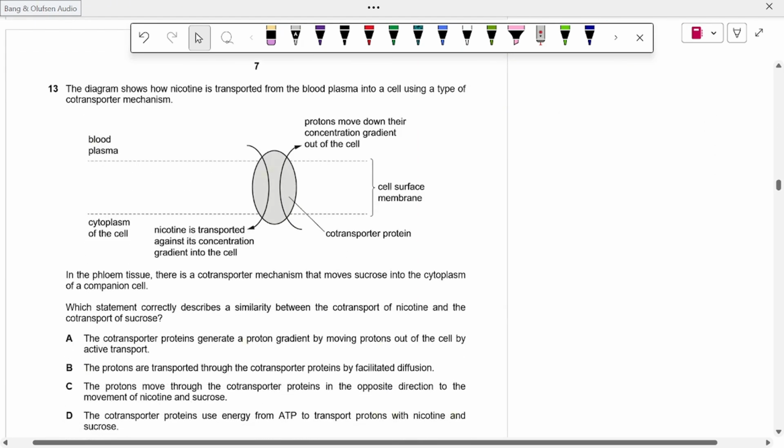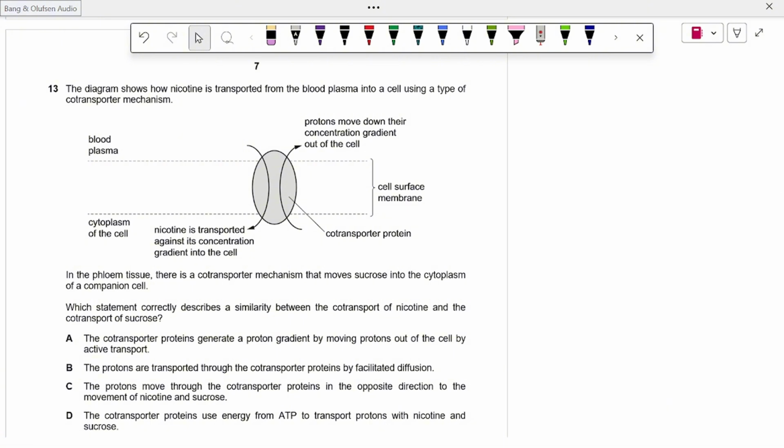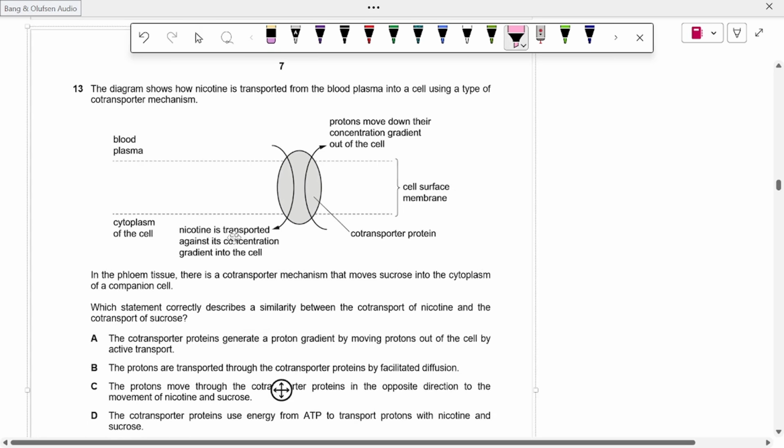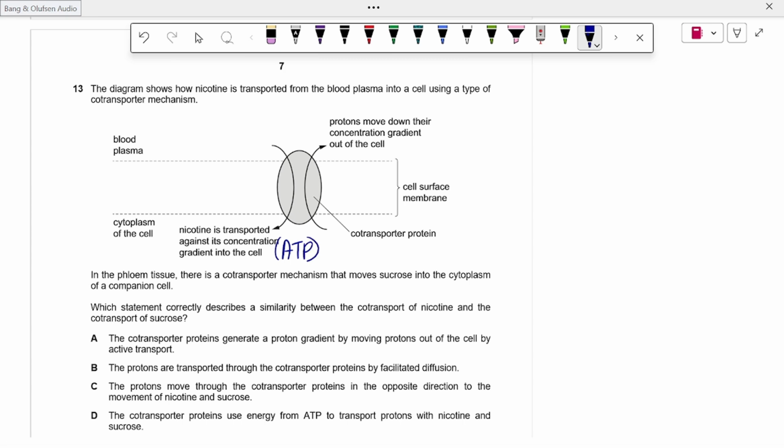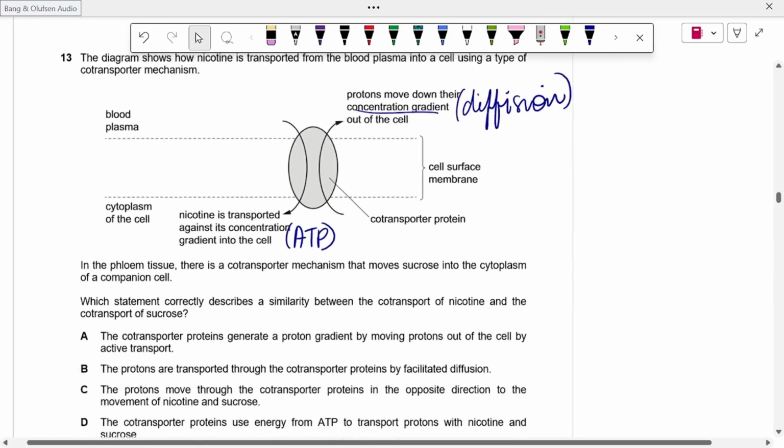Question 13. The diagram shows how nicotine is transported from the blood plasma into a cell using a type of co-transporter mechanism. Acha, let's see. Nicotine is transported against the concentration gradient, matlab ATP use हो रही है and this is an active transport का process. Whereas आपके जो protons हैं, they are moved out of your cell down the concentration gradient. Diffusion हो रही है, facilitated diffusion हो रही है, and it is a passive process, no need for ATP. Acha. Your protons are pumped out into your blood plasma, whereas nicotine is pumped into the cytoplasm of your cell. ये सब हमने study कर लिया from your diagram.